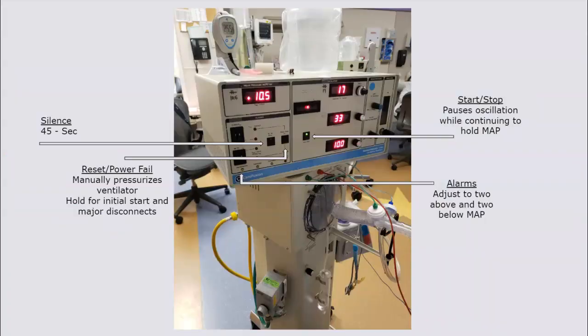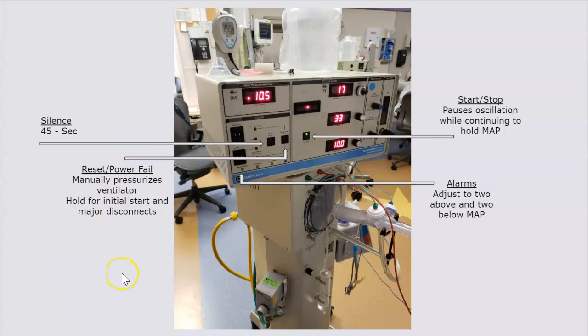Okay, now let's look at buttons. If we follow our little arrows, we have a silence button, the most important button. It gives us 45 seconds to silence. It will say reset power fail button. This is a very important button, so make sure you always have this one in your viewpoint.